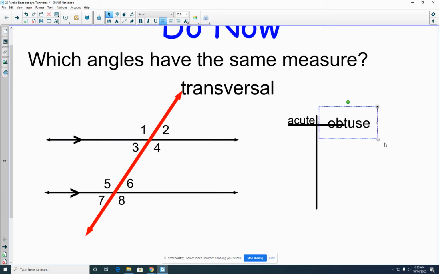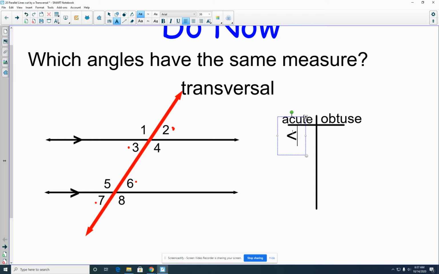Remember, acute is an angle whose measure is greater than 0 but less than 90. Obtuse is a measure greater than 90 but less than 180. So the acute angles appear to be the angles here, here, here, and here. So our acute angles are going to be angle 2, angle 3, angle 6, and angle 7.